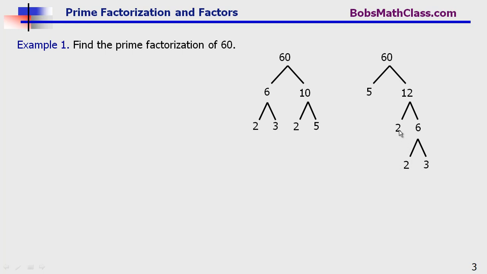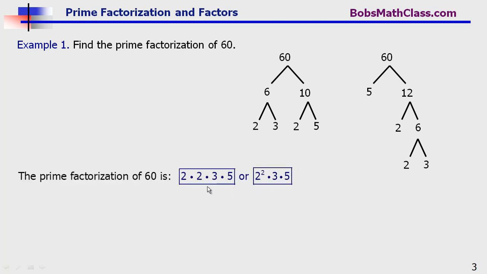How many 2's are we going to write down? 2 and 3's. 1 and 5's. 1. We're not going to write down 6. We're not going to write down 10 or 12 because they're not prime numbers. So the prime factorization of 60 is 2 times 2 times 3 times 5.